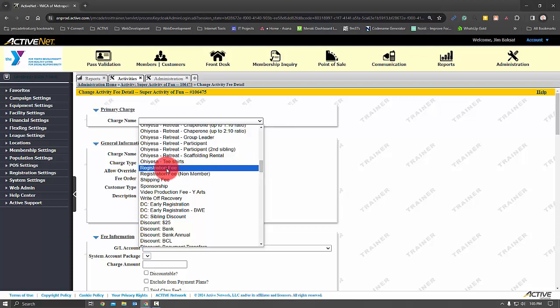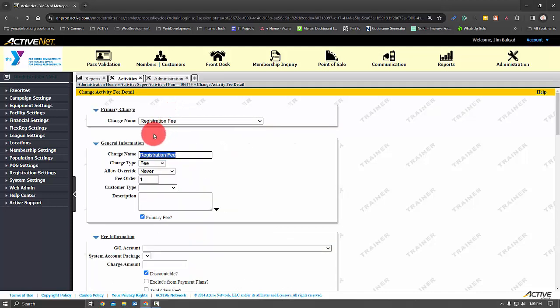So we're going to come down to registration fee. And you can change the name if you'd like. I would prefer that you did not. Just leave it as registration fee. It is going to be the primary fee. We are never going to allow this fee to be overridden. So the goal here is that all of the fees that we put in are going to work seamlessly based on the logic that we provide it, and that there shouldn't need to be any overrides or changes done.